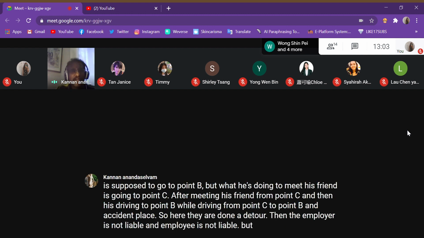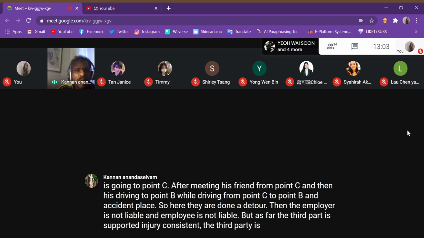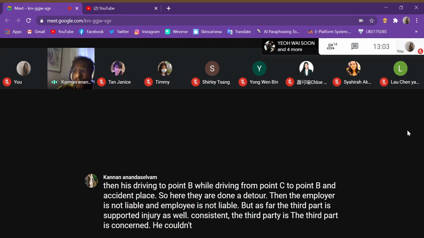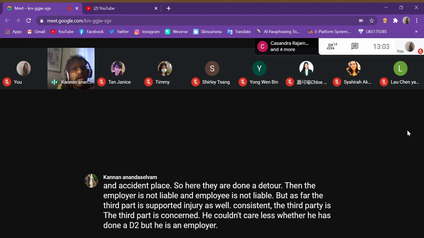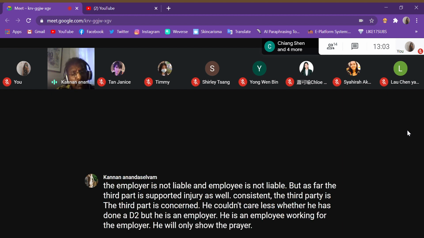But as far as the third party is concerned, the third party has suffered an injury. As far as the third party is concerned, he couldn't care less whether the employee has done a detour, but he is an employee working for the employer. He will only sue the employer. Am I right? I'll come back to that later. Okay, that is the third one.